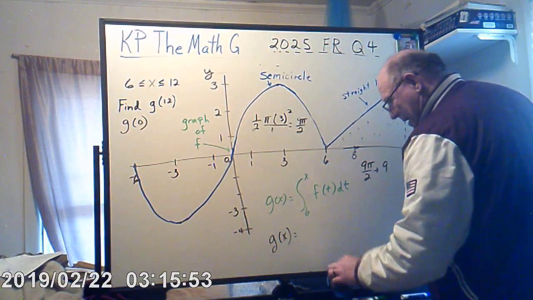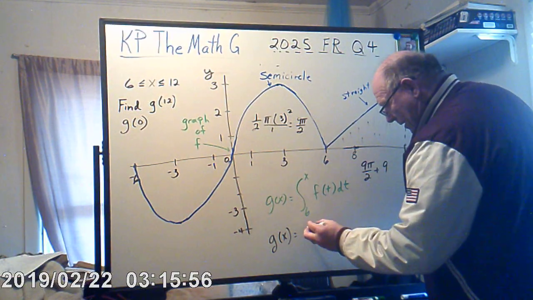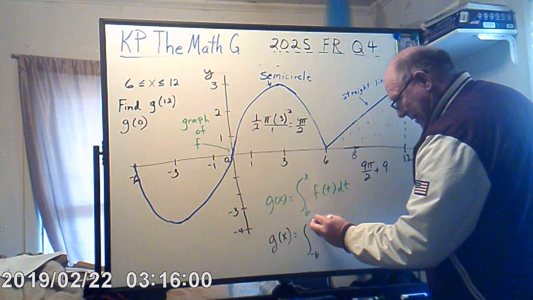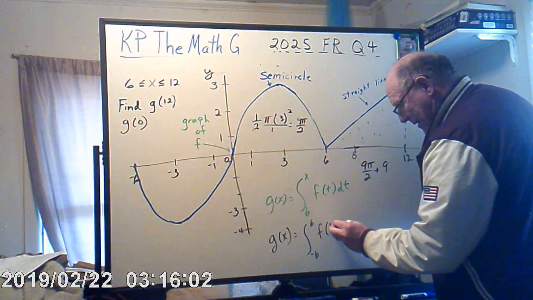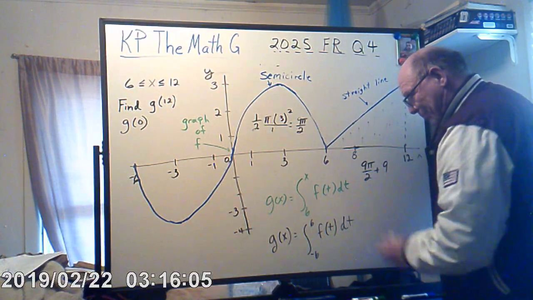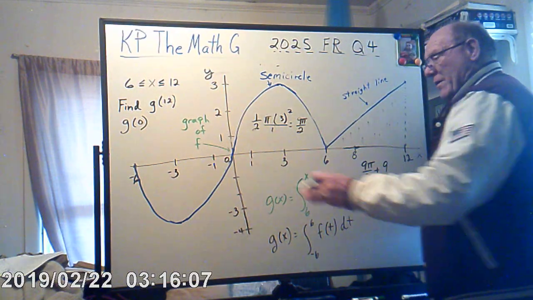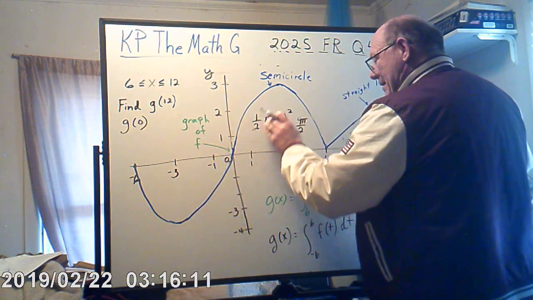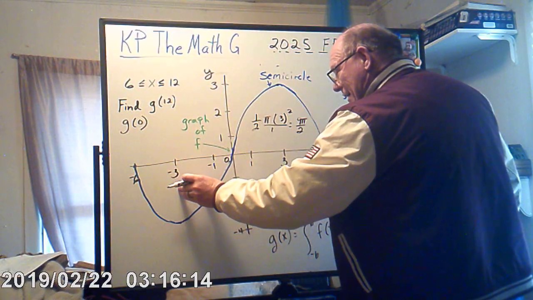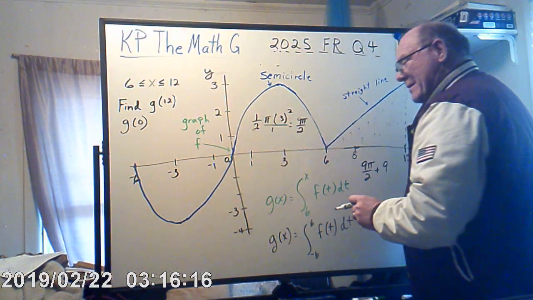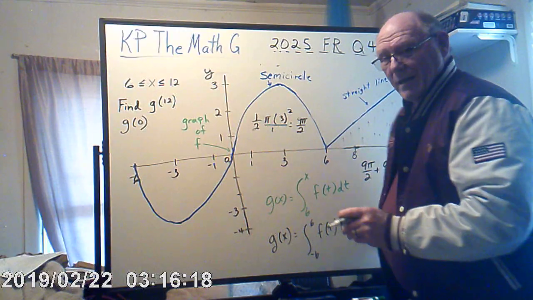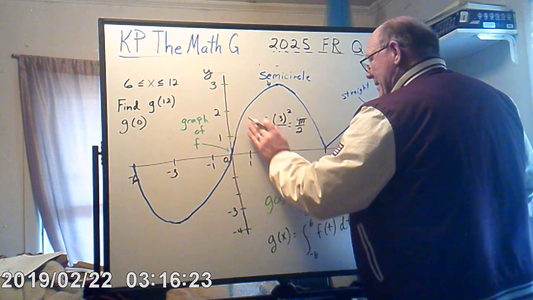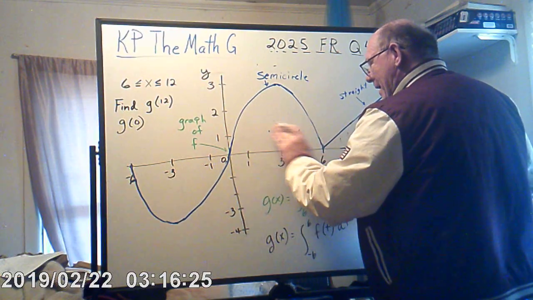Suppose this had been, and I know I'm going beyond here, negative 6 to 6 of f(t) dt. This area, I believe, is the same as this area, but this being below the x-axis and this being above the x-axis, they will cancel out and that answer would be 0. Okay, alright, let's go ahead and look at the problem at hand.